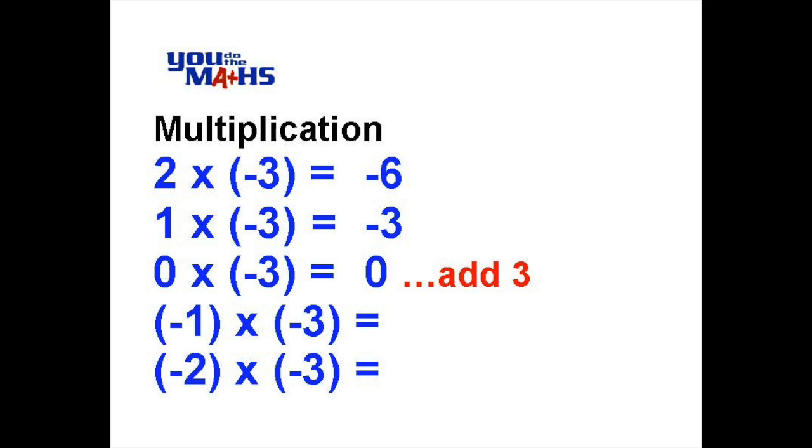When we do negative 1 multiplied by negative 3, following on from our table, it will be 3 more than 0, so our result is positive 3. And likewise, negative 2 multiplied by negative 3 will be positive 6.